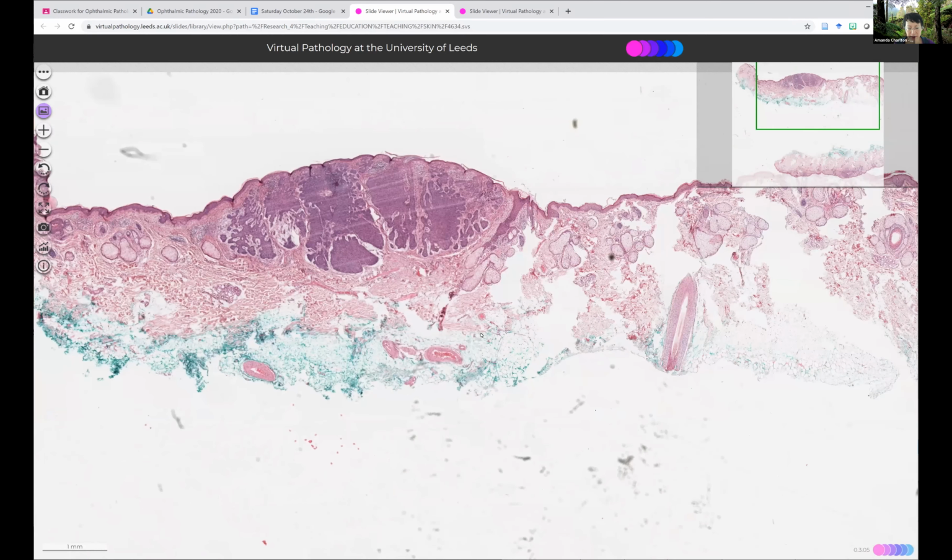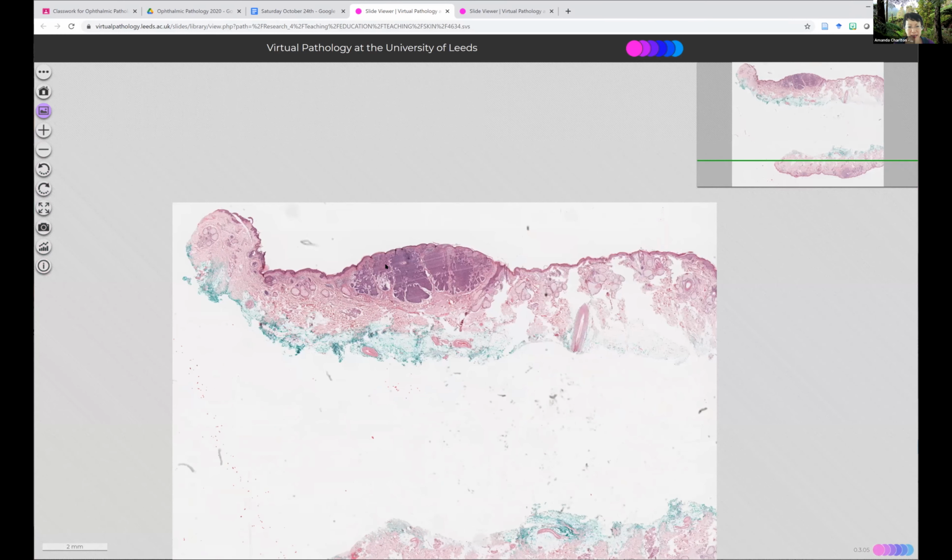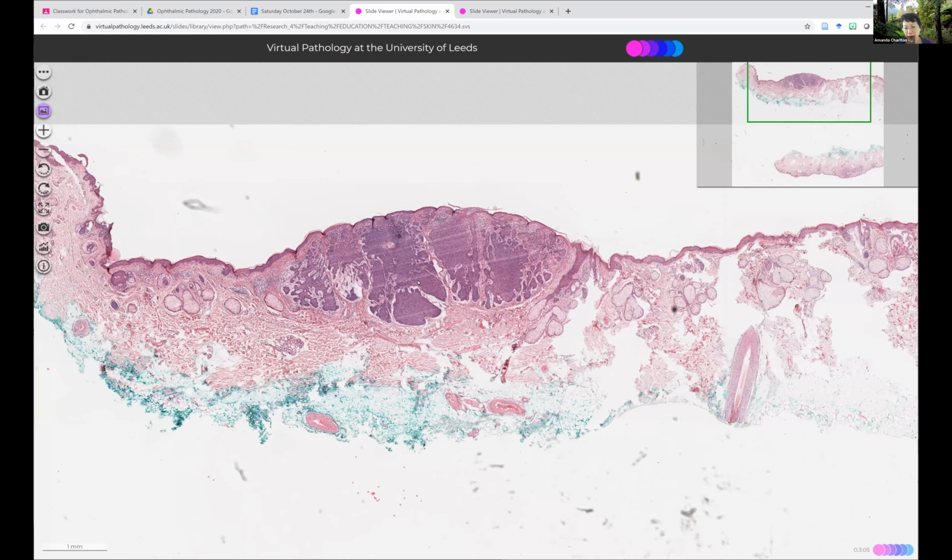Don't need to go any closer than that. And this has been surgically excised. And in the center, there is a lesion located in the dermis. All in the dermis, hasn't spread into the subcutis yet. So in the dermis, there is a lesion.